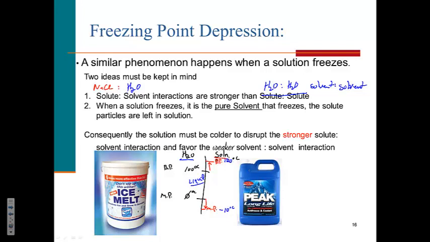This also explains why we use antifreeze and coolant in our car engines, right? What would happen if on a cold day the liquid in your radiator froze?